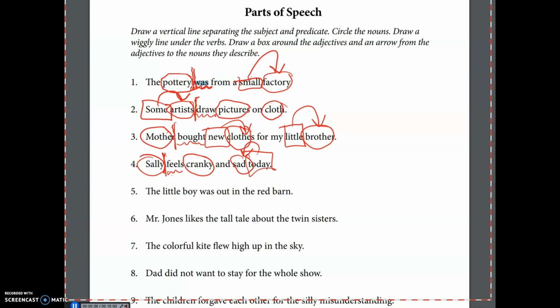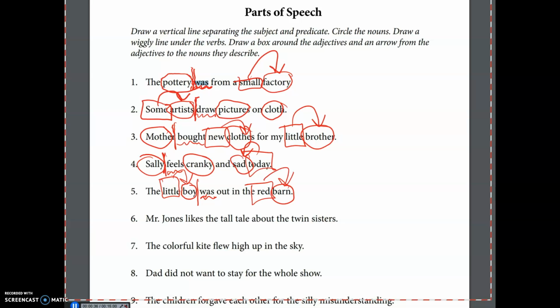The little boy was out in the red barn. So the little boy is who it was about, and was out in the red barn is what he was doing. Our nouns are boy and barn. Our verb was. Little is describing boy and red is describing barn.